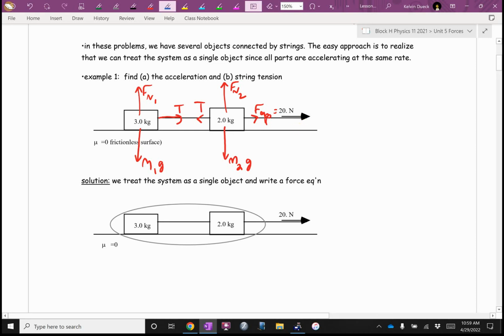Winner, F applied. What about this tension here? Loser. What about this tension here? Am I done along the rope? Now you'll notice M1G, M2G aren't showing up. They're not along the rope. Am I done? All the forces along the rope?